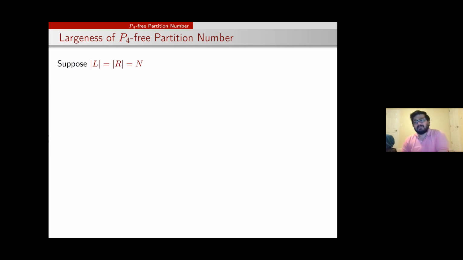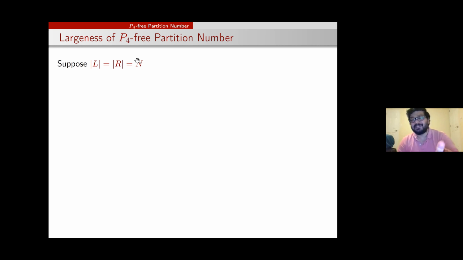Okay, so let's try to understand how large the P4-free partition number can be. The idea is the following: something like a matching, which is very sparse, has a low P4-free partition number, 1. Something very dense, like a complete bipartite graph, also has partition number 1. So what is the actual characteristic that determines a high partition number? We do not have a good characterization for that, but we will still show you how to construct graphs with large P4-free partition numbers. Suppose the partite sets are of size N.